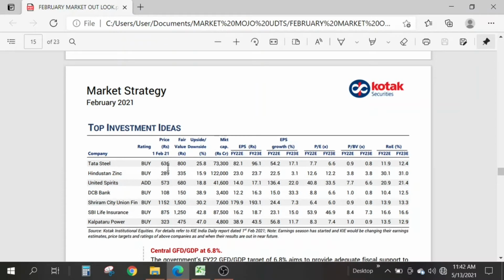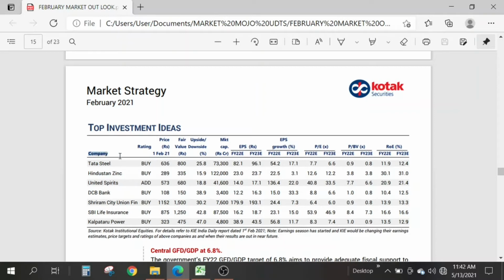and here there are 10 stocks given. I guess it is 1, 2, 3, 4, 5, 6, 7. Oh, they are just 7 given over here. In February, only 7 were given. Okay, never mind. So, Tata Steel, Hindustan Zinc, United Spirits, DCB Bank, Shriram City Union Finance, SBI Life Insurance, Kalpataru Power. So, these are the stock recommendations.